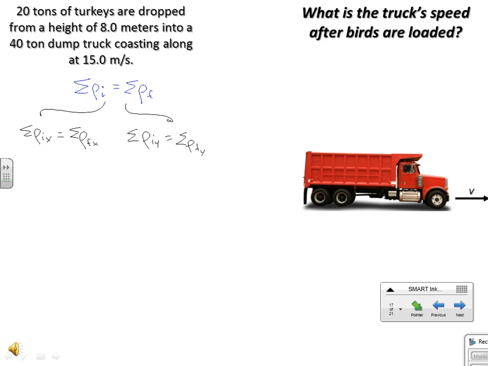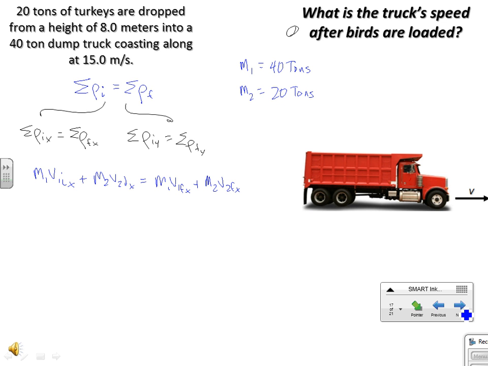So if we want the truck's speed after the turkeys are loaded, that's an x direction thing. So what we do is say m1 v1 initial x plus m2 v2 initial x is m1 v1 final x plus m2 v2 final x. And we'll call m1 the truck, 40 tons. We'll leave it in tons. And we'll call m2 the turkeys, 20 tons. So we're going to have some interesting units. It's going to be ton meters per second, but that's okay. Normally it would be kilogram meters per second.